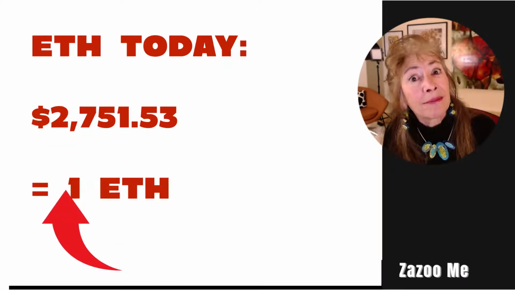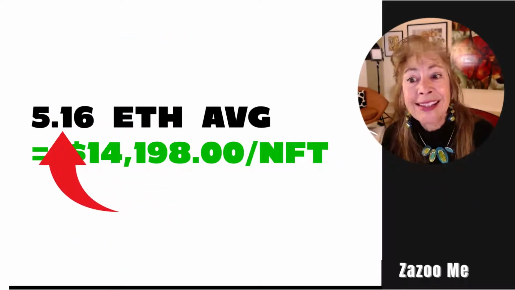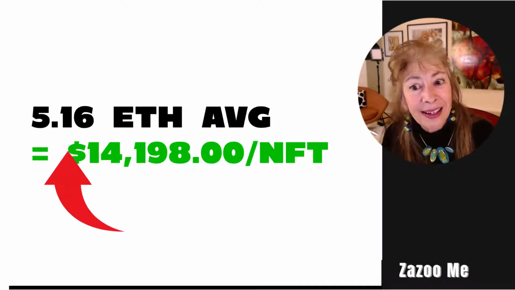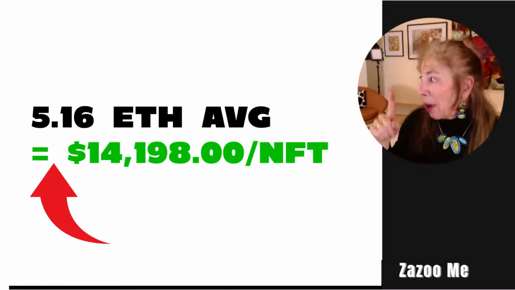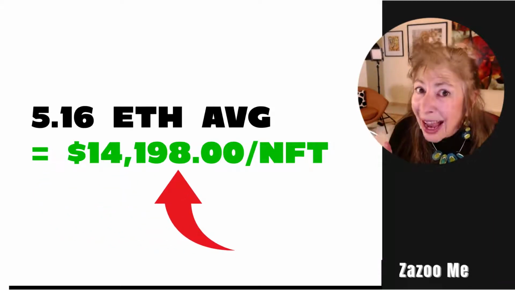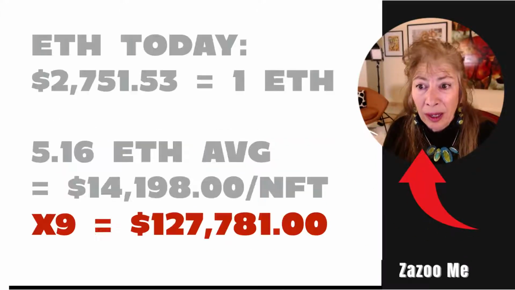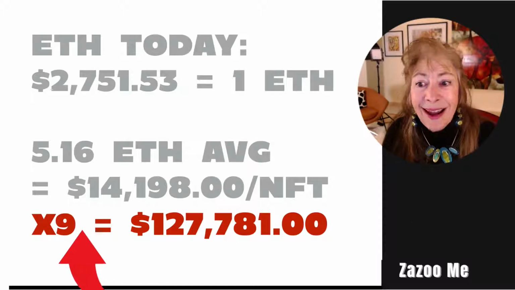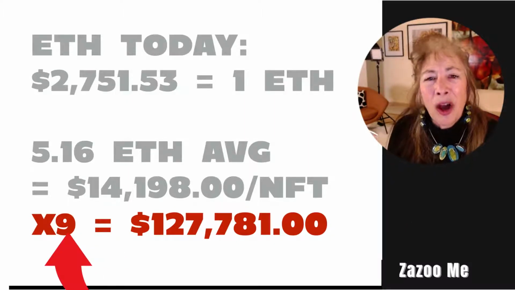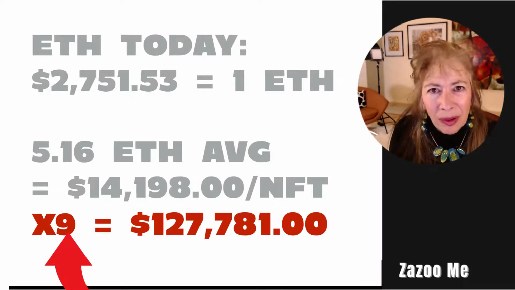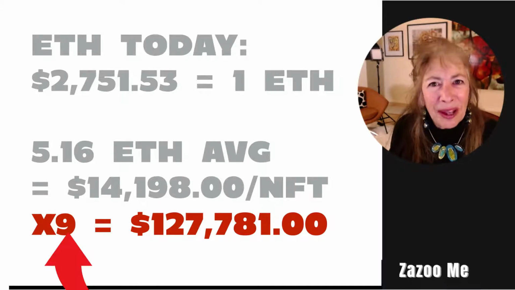So if ETH today is worth $2,751.53 for one ETH, what does that mean as far as sales? Well, if these average 5.16, one Bowling Boa is worth $14,198. One Bowling Boa. But 9 of them were sold. So what is he earning to go bowling with 9 people twice? I mean, that's really all it is. What is he earning to go bowling with 9 people twice?